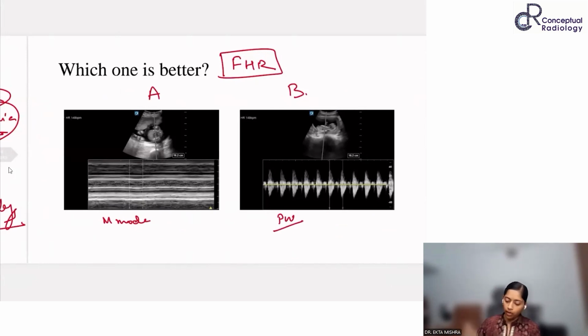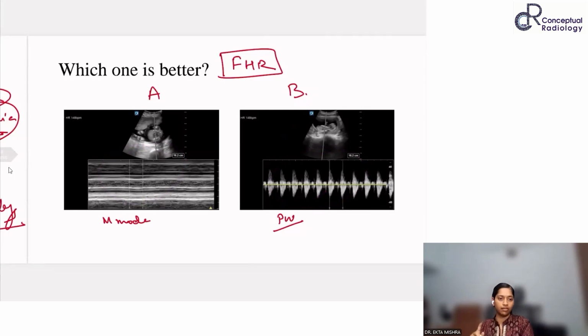But my patient wants to hear the first heartbeat. It is such an emotional moment. They want to hear the heartbeat of the baby. So is this better or is this better? B is better for patients. They get happy, but not radiologically. For safety purposes, no. This is for hearing. They'll like to hear it, but it is not safe.